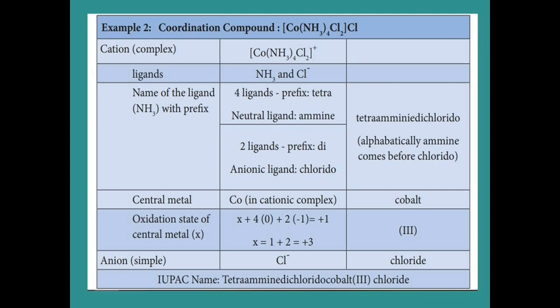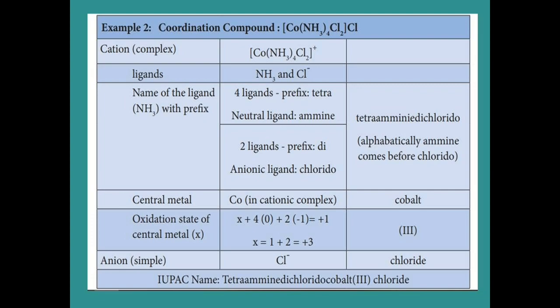Then the oxidation state of the central atom we have to find out. We know very well how to find this central oxidation number. For cobalt we get it as +3, so mention it in parentheses as Roman numeral 3. Now in the anion we get Cl minus, that is a simple one, so we have to write it as chloride. Please refer to our second guideline. So Cl minus is chloride.